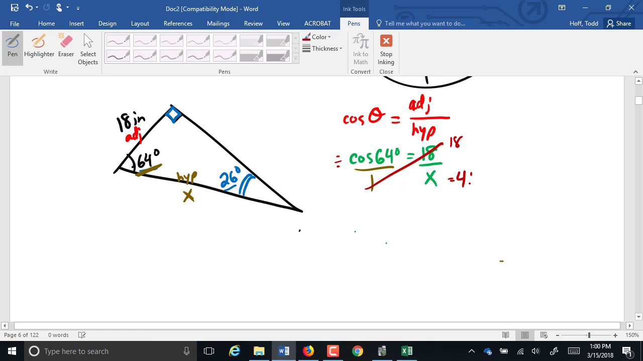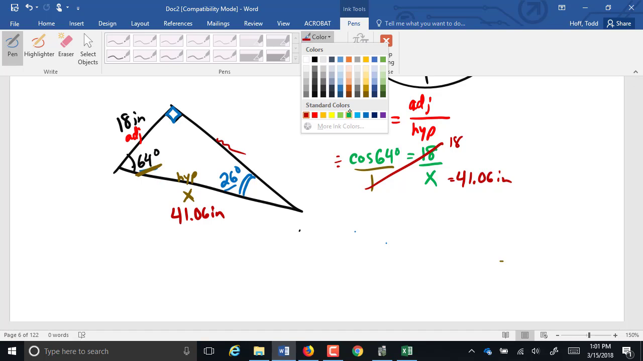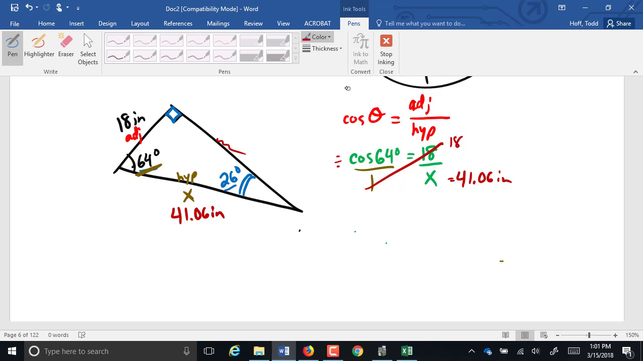...06 we get. So it's 41.06 inches. Now to find this side, we could do a squared plus b squared equals c squared, which is just fine if you wanted to use that.